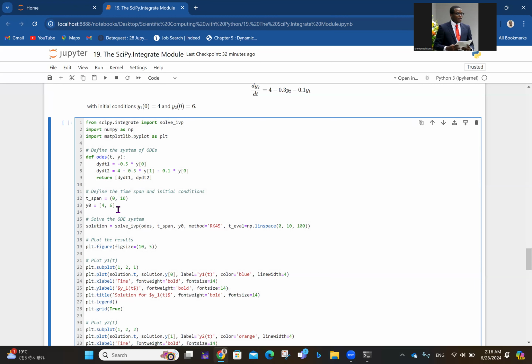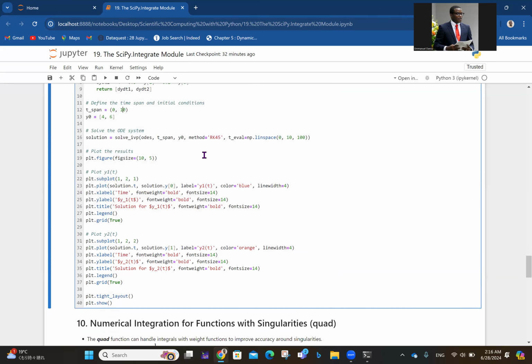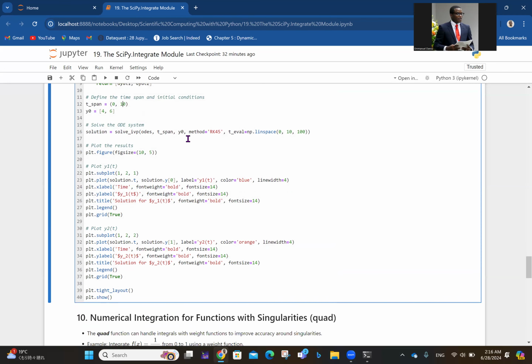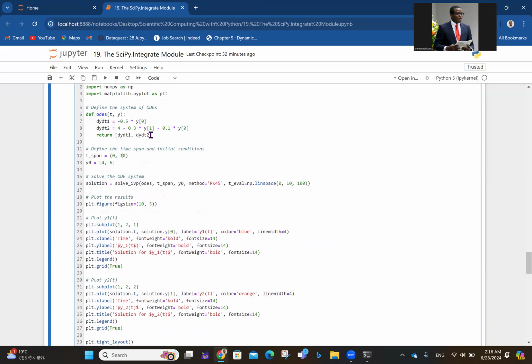And, of course, you need the initial conditions now. So you have y1, y2. y1 at the initial point is 4. y2 at the initial point is 6, just like we have in this problem. Then you now solve the ODE system. So you have solution, solve_ivp, and you put the ODEs that you have defined here, then the t_span, that's the time over which it's happening, and then the initial condition. And then the method you're using is Runge-Kutta 45, RK45. There's something like this also in MATLAB. And then you're evaluating from 0 to 10 with 100 divisions, which you can also tweak if you like.